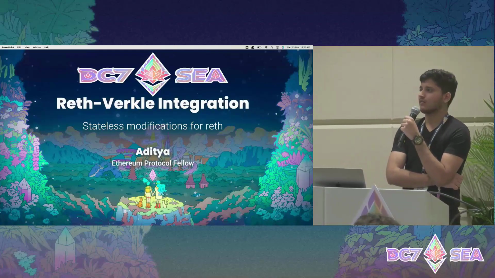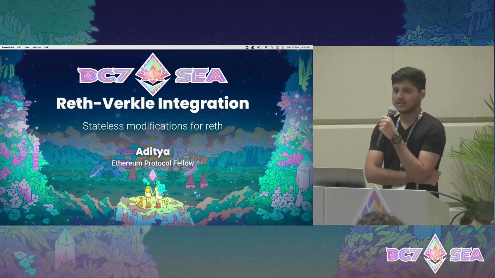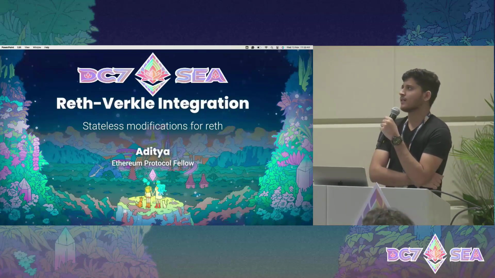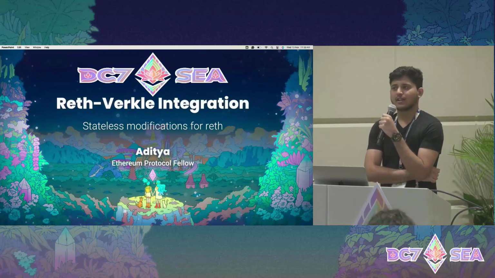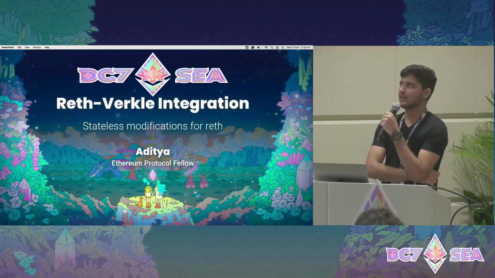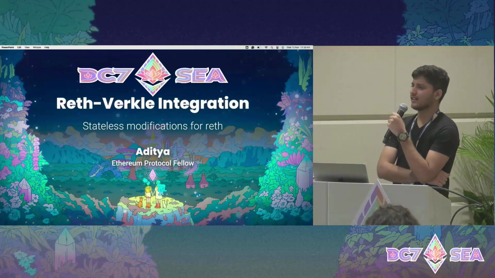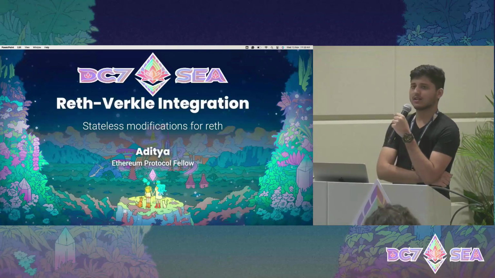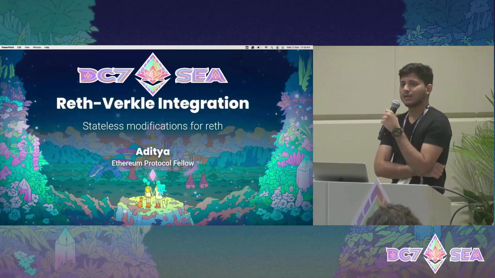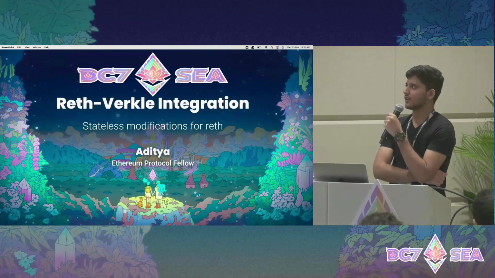So the main goal of the Verge was earlier to enable the stateless client in the Ethereum blockchain. But now the Verge represents a very ambitious and bigger goal: to verify the whole consensus and execution using SNARKs. But currently the stateless team is focusing on enabling Verkle trees in the execution clients. So my project involved only implementing the stateless mode using Verkle trees.